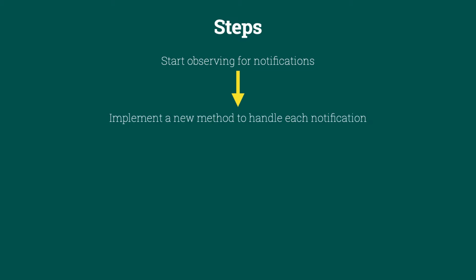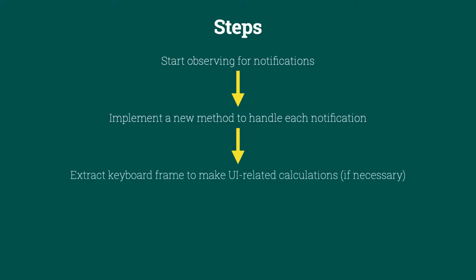In particular, there are certain steps that have to be followed in order to handle keyboard events. First, a class must start observing for the notifications. They usually go in pair, but that's not mandatory. Second, for each observed notification, a new method must be implemented that will trigger any additional actions. Third, in most cases, the keyboard frame is necessary to be retrieved in order to make UI-related calculations. Although simple, fetching it from the received notification might not be an easy-to-remember task.